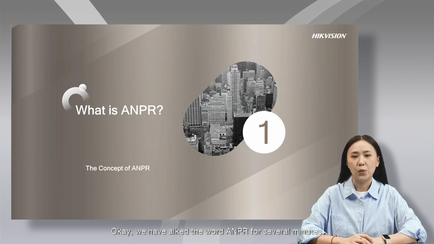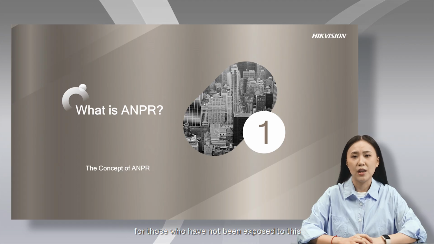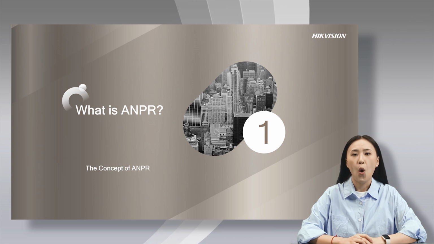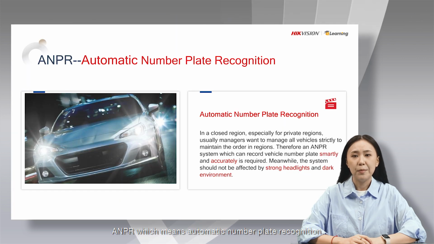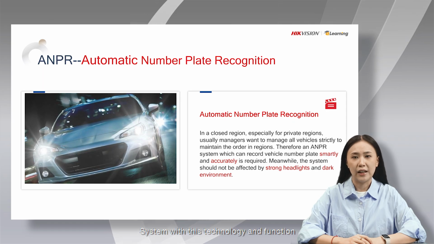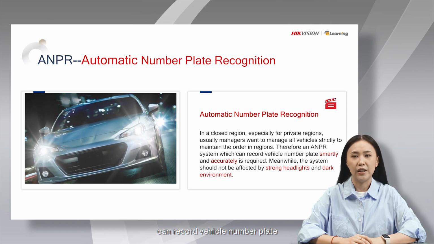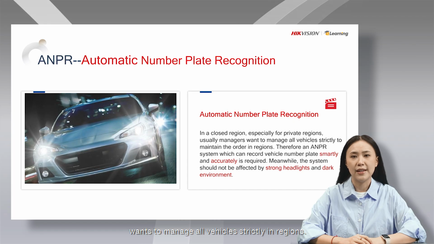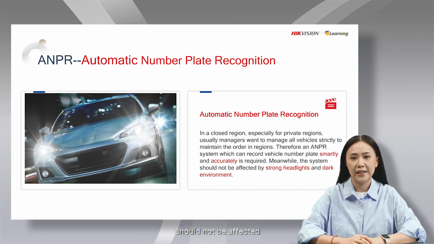Okay, we have talked about the word ANPR for several minutes. For those who have not been exposed to this concept, we will definitely ask, what is ANPR? ANPR means Automatic Number Plate Recognition. A system with this technology and function can record vehicle number plates smartly and accurately, which is exactly needed for scenarios like private regions. Usually, managers want to manage all vehicles strictly in regions, and the system should not be affected by strong headlights and dark environments.